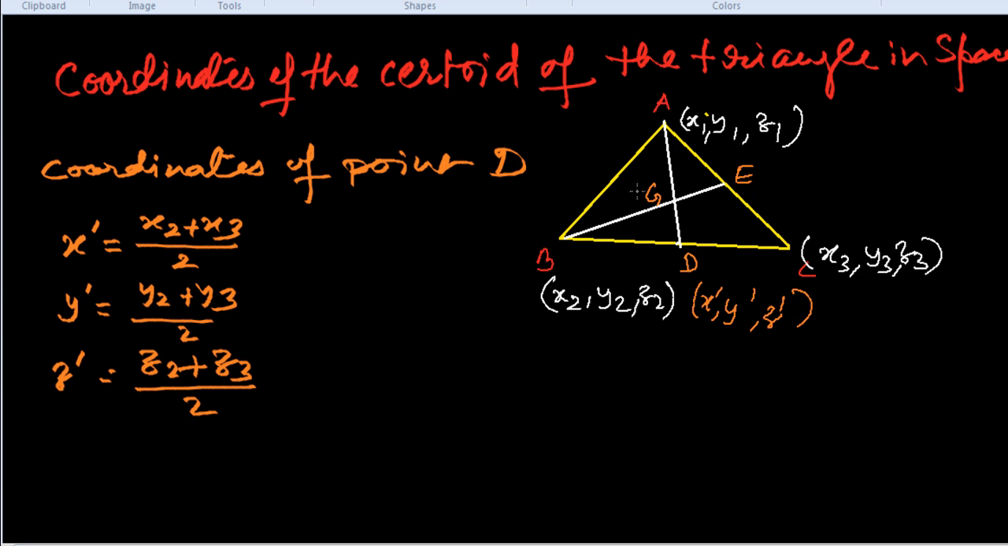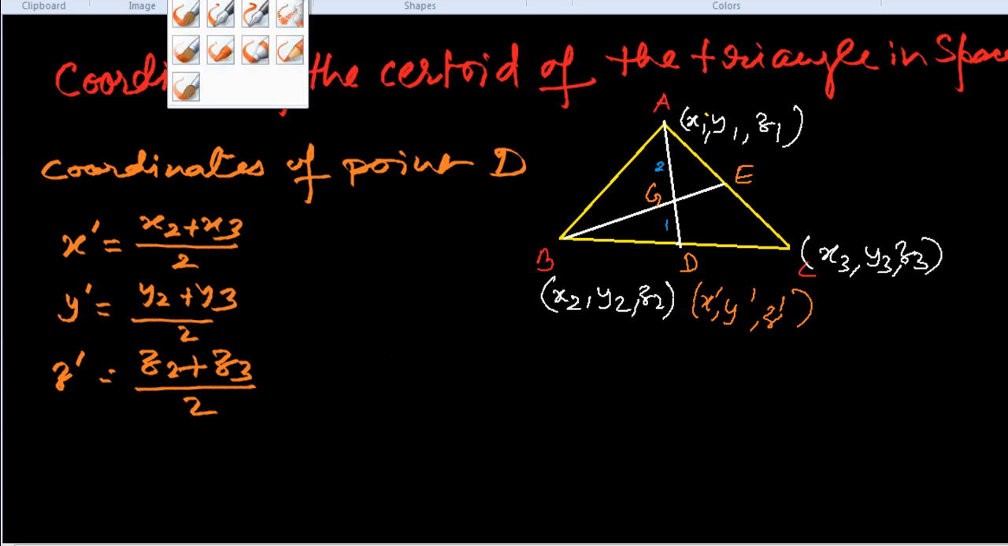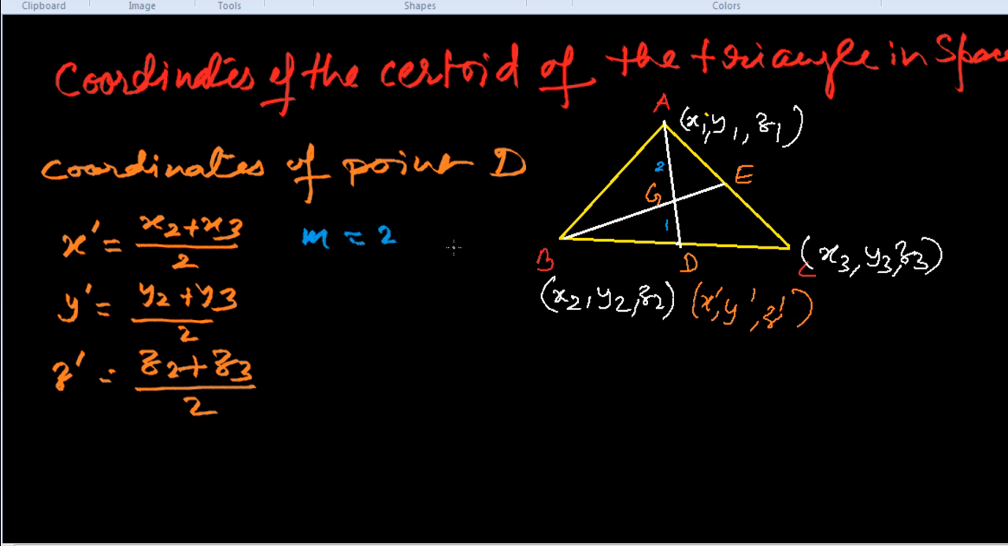We have got this, and the centroid divides the median in a 2:1 ratio, 2 towards the vertex and 1 towards the side. So this ratio would be 2:1. This would be 2, and this would be 1. So m is 2, and n is 1. And here x1, y1, z1, and x dash, y dash, z dash. So through the section formula we find x, y, z, the coordinates of point G. x, y, z only. So we find it through this.